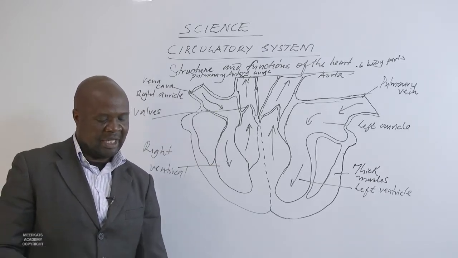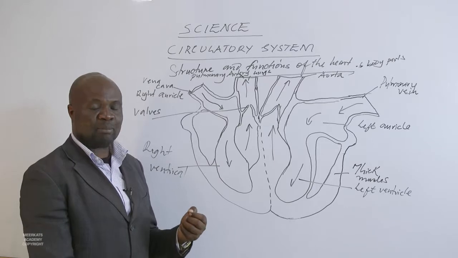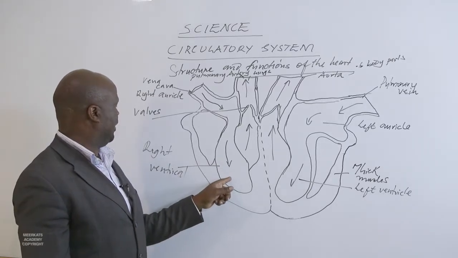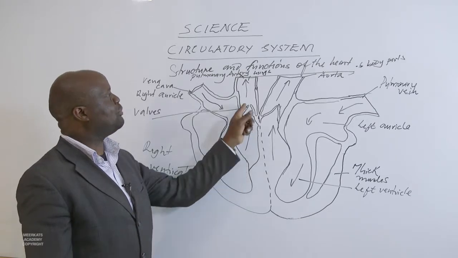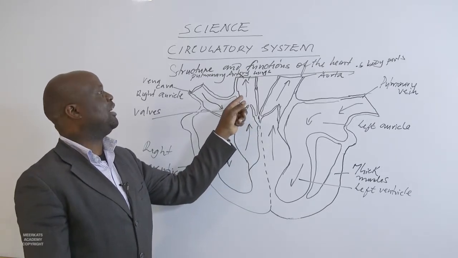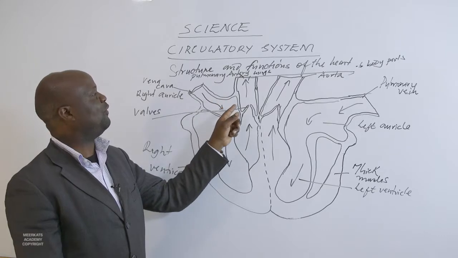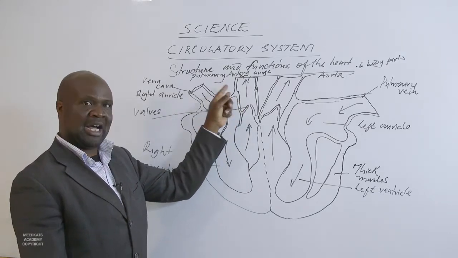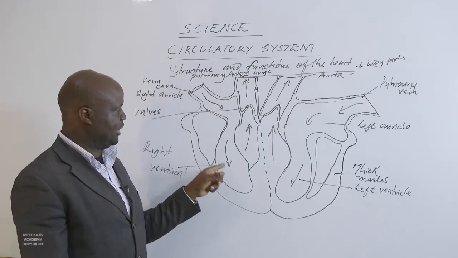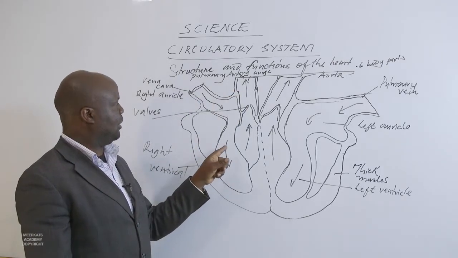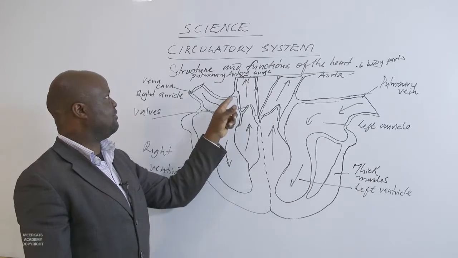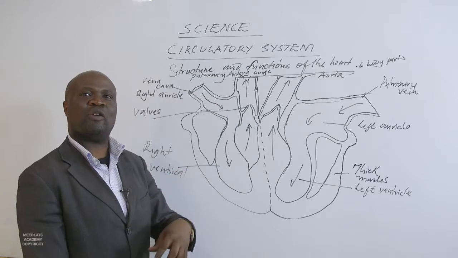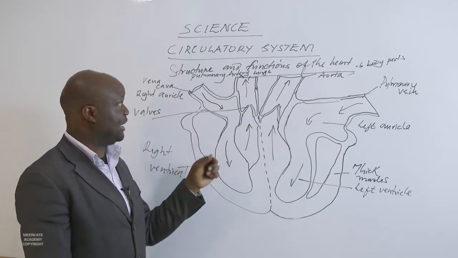Then we are saying the right ventricle pumps deoxygenated blood to the lungs. It is pumping this deoxygenated blood from the heart via the pulmonary artery to the lungs. So this blood has a lot of carbon dioxide concentration.